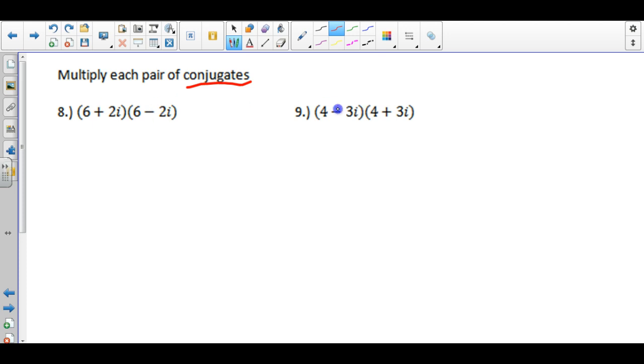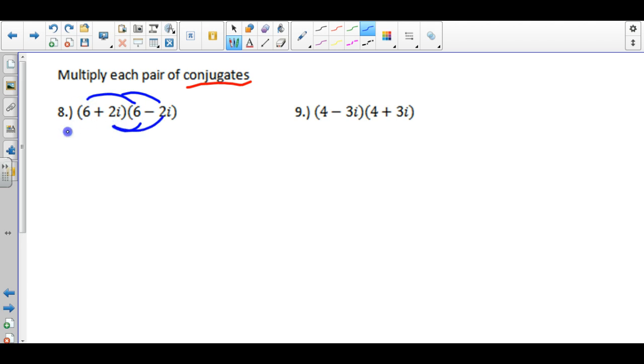You can already see in number 9, the 4 is the real part in each of these, and since it starts off with negative 3i, the conjugate would be plus 3i. So there's a nice little trick to doing these. I'm going to multiply number 8 out first so that you can see the whole thing, and then with number 9 I'll use a shortcut.